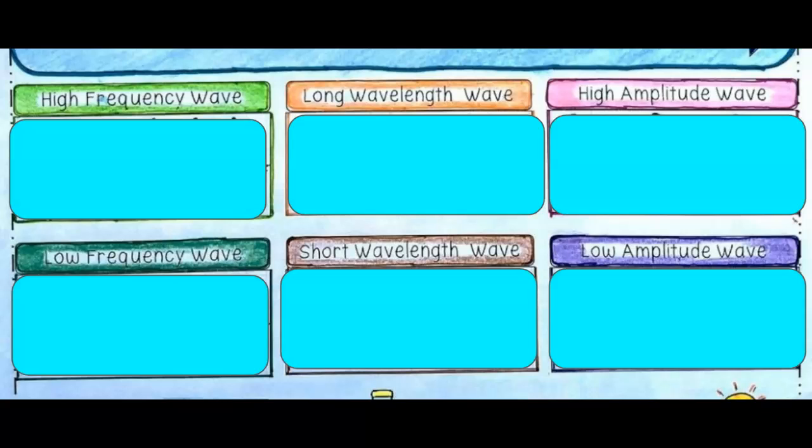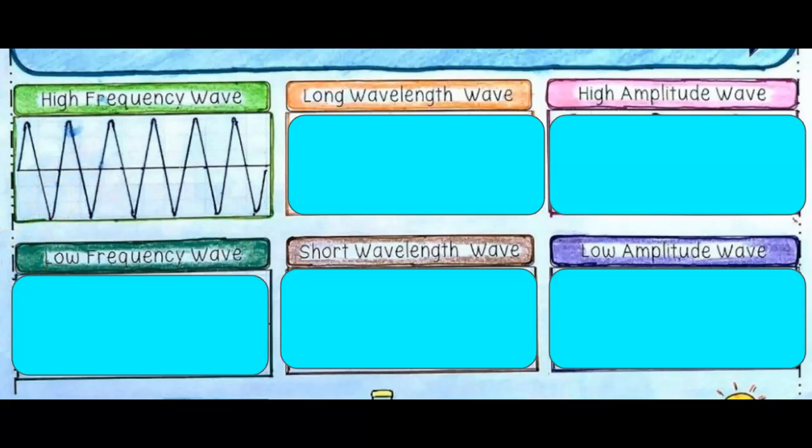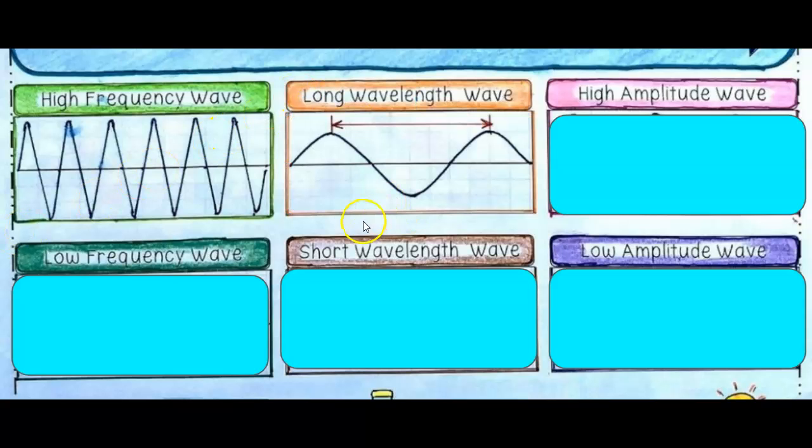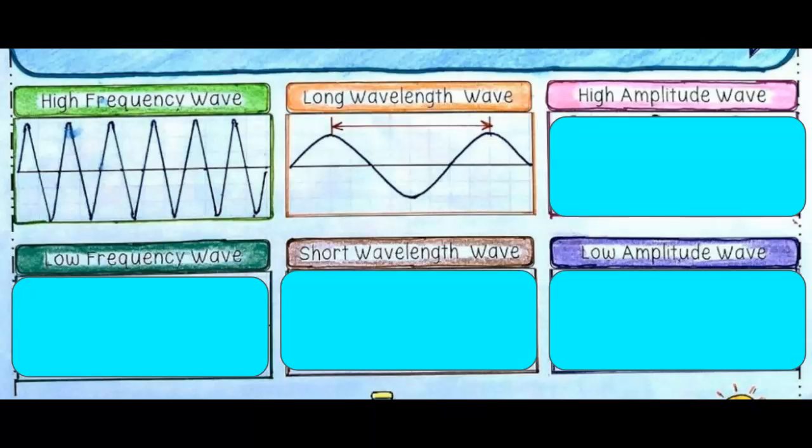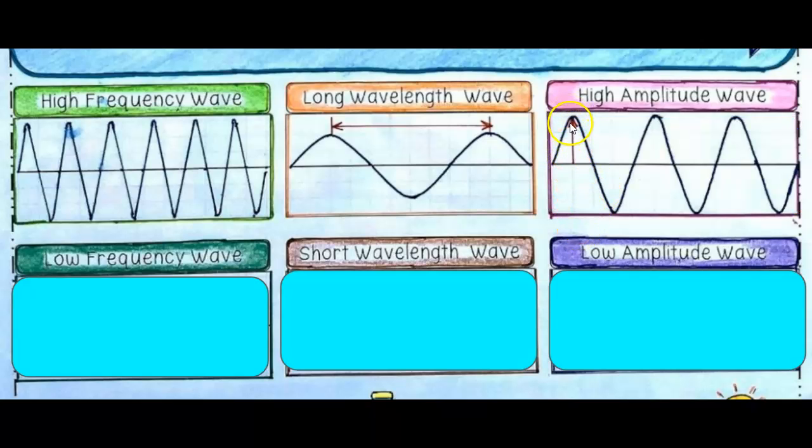We're going to do some examples of what these waves look like. So we're first going to draw our example of a high frequency wave. So high frequency, you're going to see more. Okay, you are going to have very tall crests and low troughs, and you're going to see more of them. A longer wavelength is going to be spread out over time. Okay, so you're going to see longer wavelength in between each crest. A high amplitude wave, from its resting position, it is going to be higher and longer. Okay, so the space here.